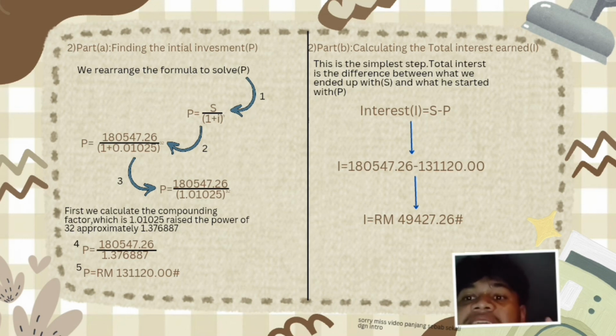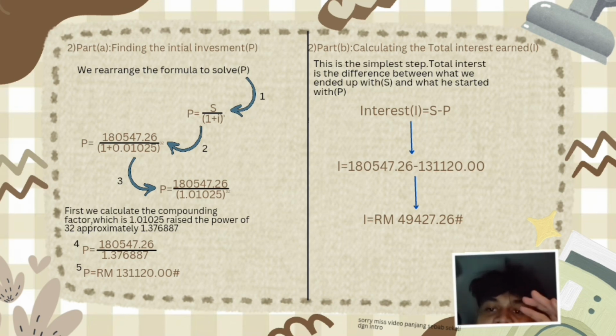So part A, finding the initial investment. In part A, we need to find how much Hakim initially invested, which is the principal P. So the original formula, we need to rearrange it. The original formula is S equals P(1 + i)^n, and we need to find P. So we just rearrange the formula: P equals S divided by (1 + i)^n. We get S, i, and so on from the question, so we just put them into our formula. It's just so easy.